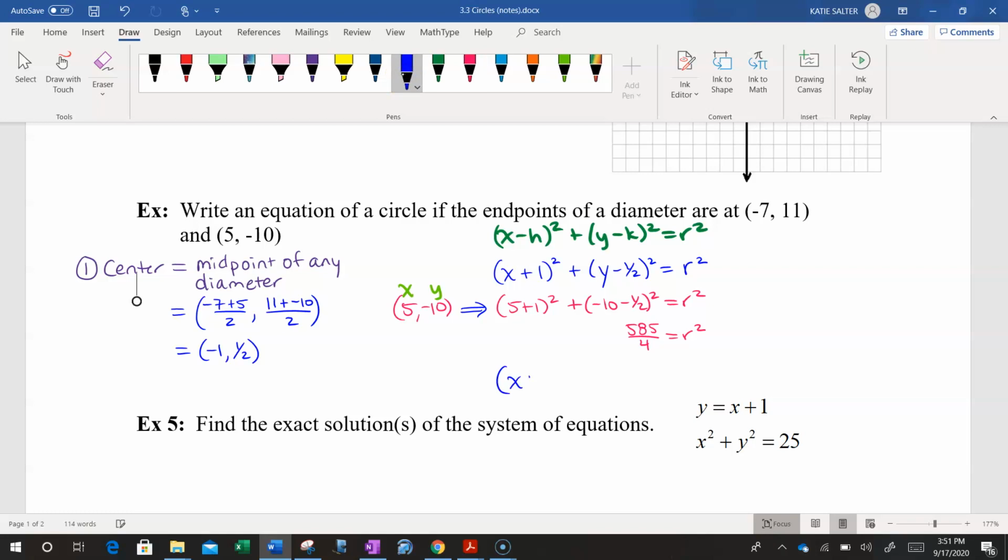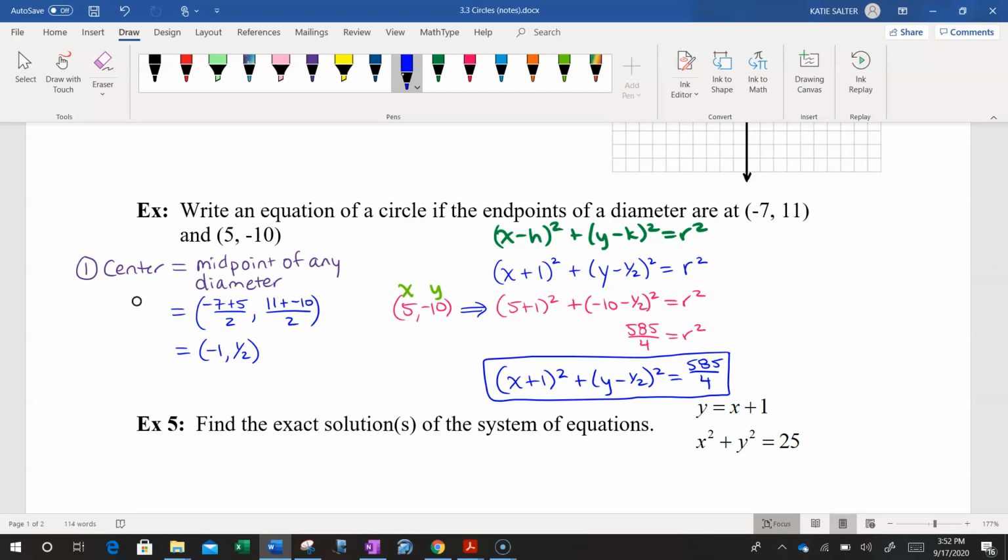So our final answer would be (x + 1)² + (y − 1/2)² = 585/4, because we want to set it equal to r squared. And to me, that's the quickest way to come up with the equation, even though there's other ways. All right, so now we're going to get into some systems with circles.